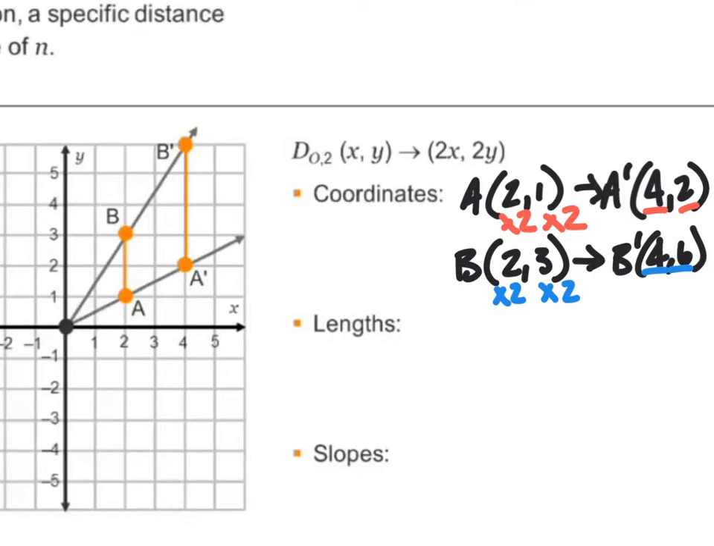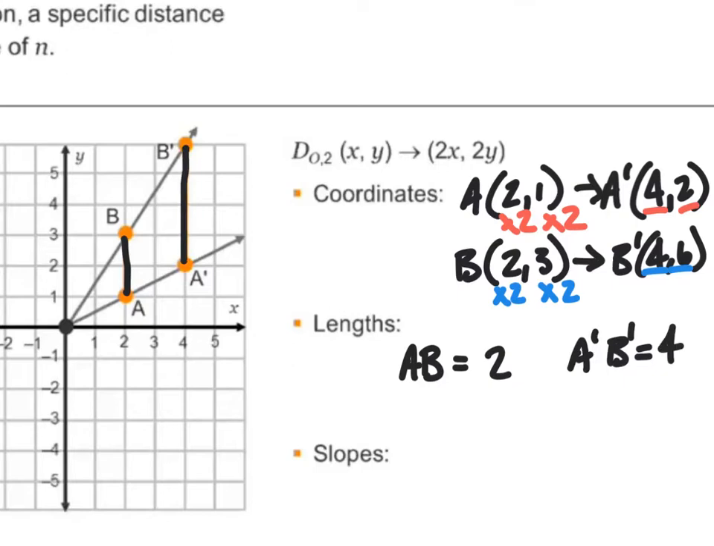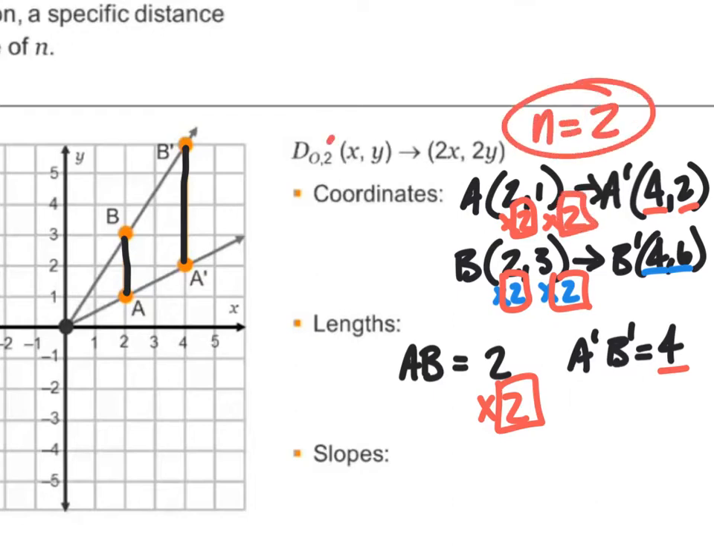Now the length of AB is 2, from 3 to 1. But what about A prime B prime? That has a length of 4. What do you have to do to 2 to get to 4? You simply multiply it by 2. And 2 is our scale factor, and we know that N is equal to 2 because it tells us.